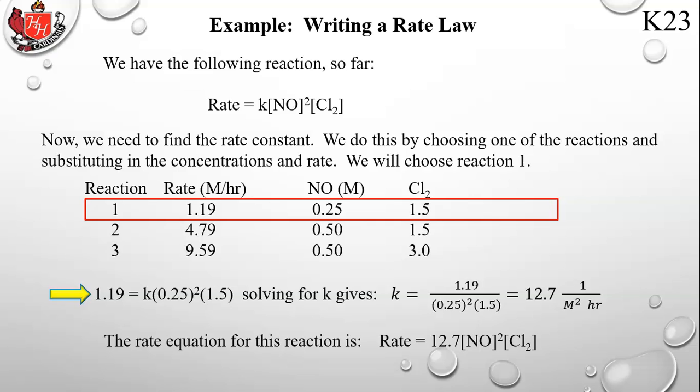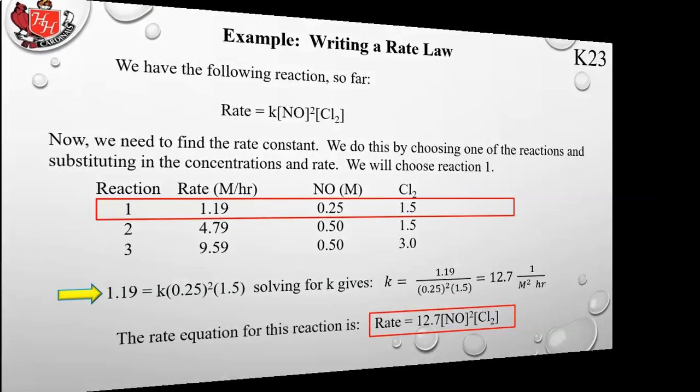K is dependent on temperature. So if temperature goes up, that will cause K to go up. So for this equation to be valid, you can't change the temperature. It has to be at whatever temperature you did this reaction. You can't change it. At a different temperature, K would be at a different value. Generally, the higher the temperature goes, the higher K goes. That is, the faster the reaction will take place.